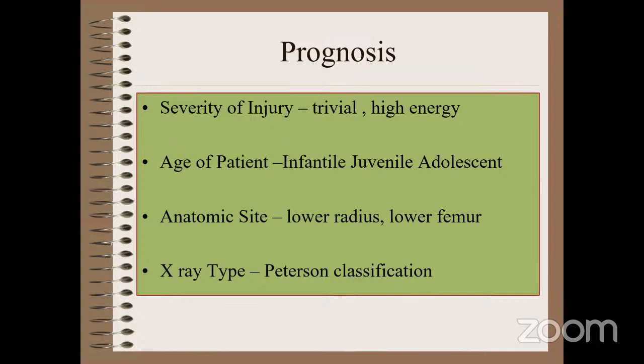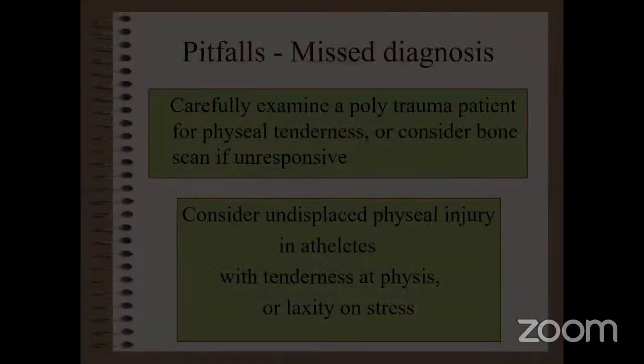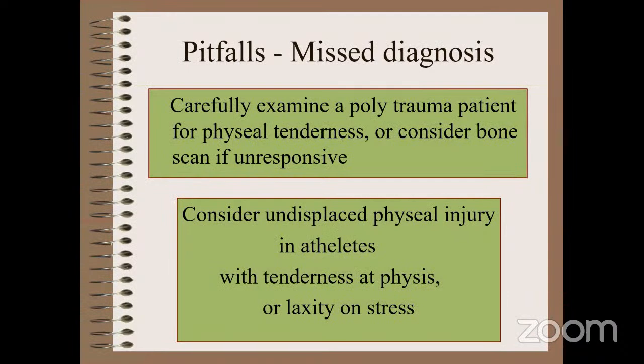Second, the site of injury. Is it a fast growing physis? Is it a slow growing physis? And Peterson classification, which tells you the higher the grade of Peterson, the more chance of growth arrest. So again, never miss a fascial injury, especially in polytrauma.